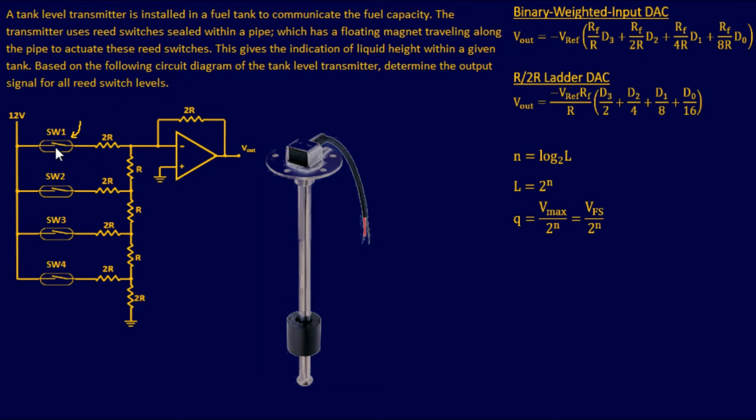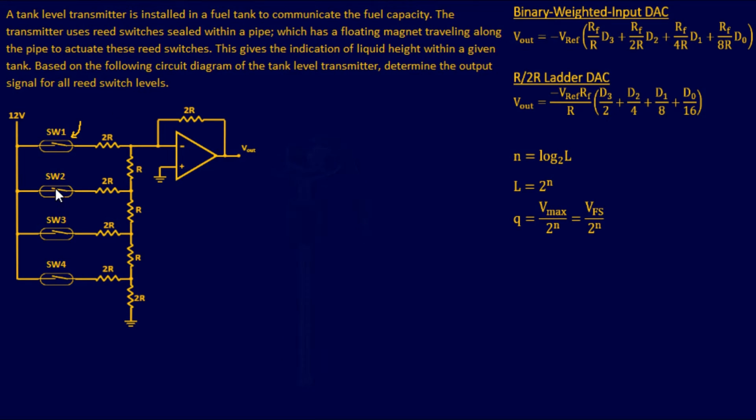Now, in reality, these switches are very thin, so when a magnet gets close to them, they actually touch each other and close, creating a current flow path. And as the magnet goes up and down the pipe, it actually closes these particular switches and then opens as the magnet leaves them. Pretty simple, and this is very common. These give the indication of liquid height within a given tank.